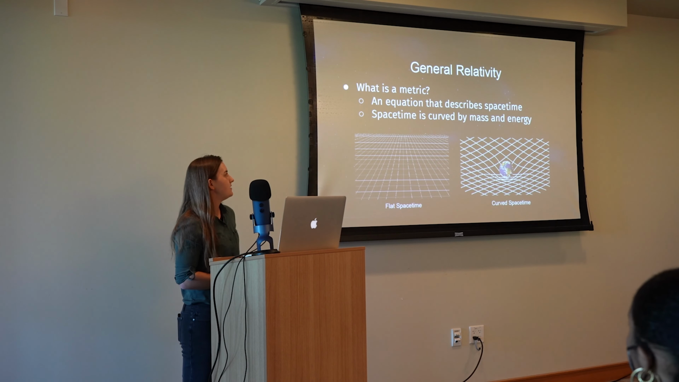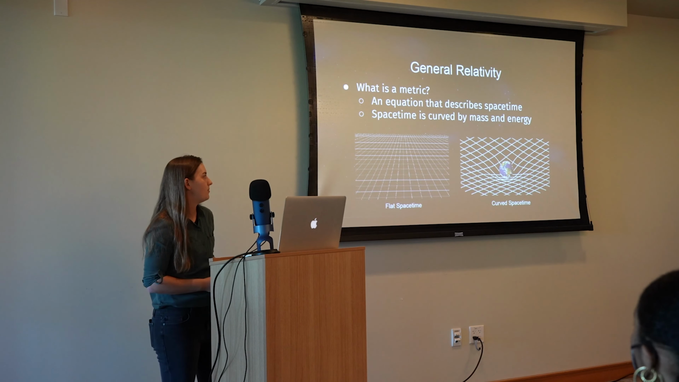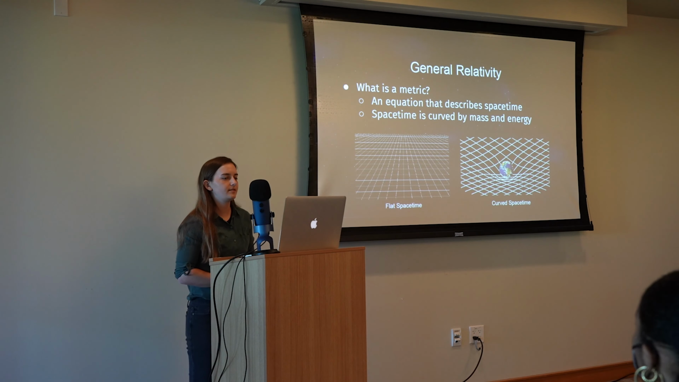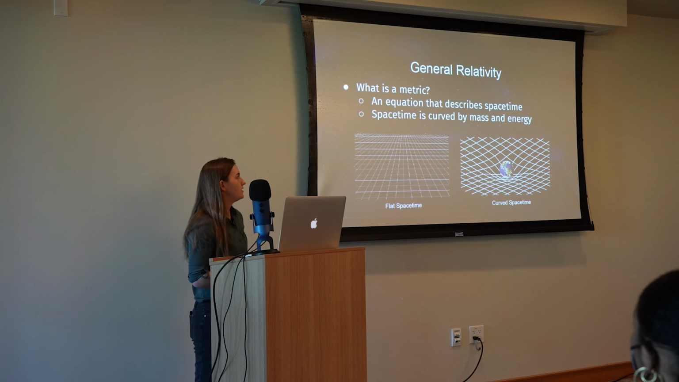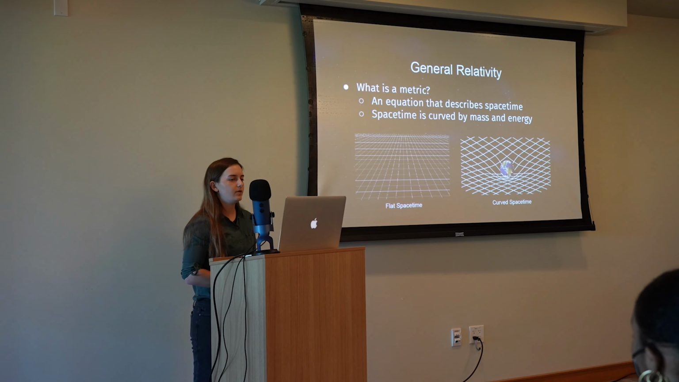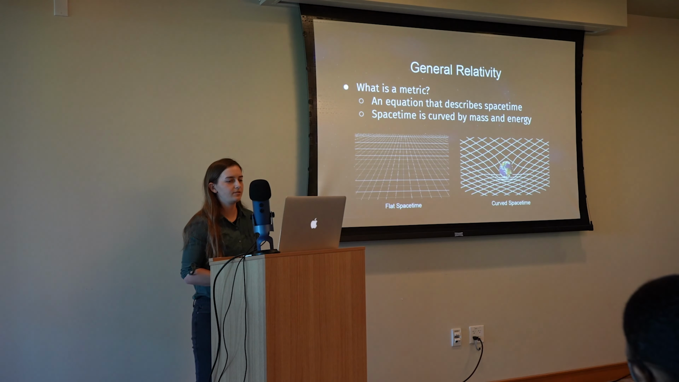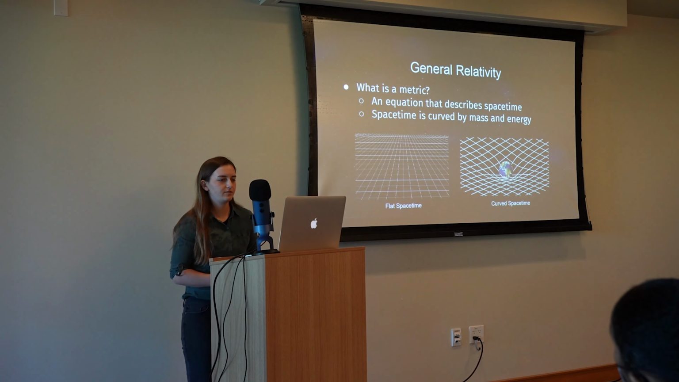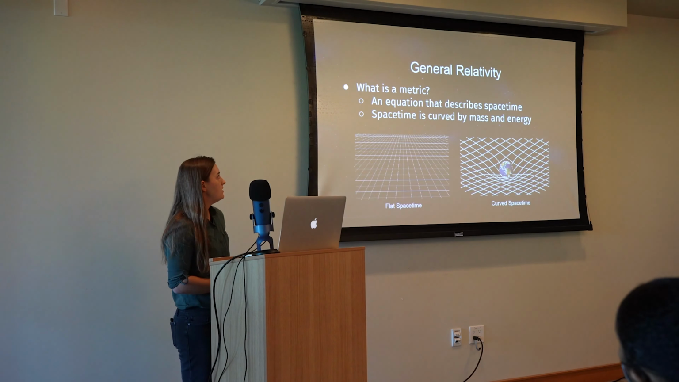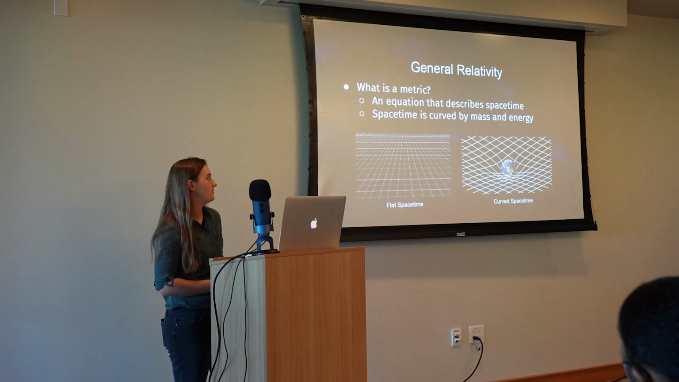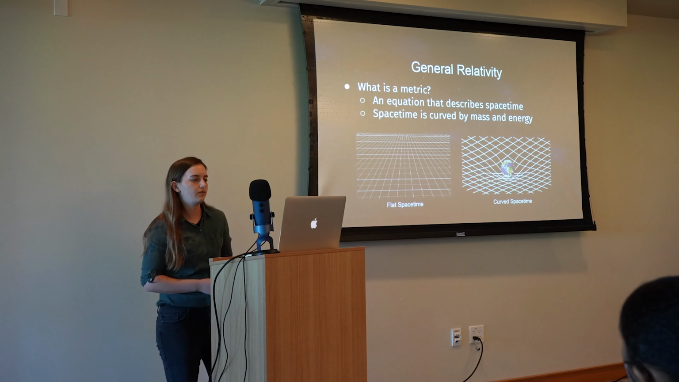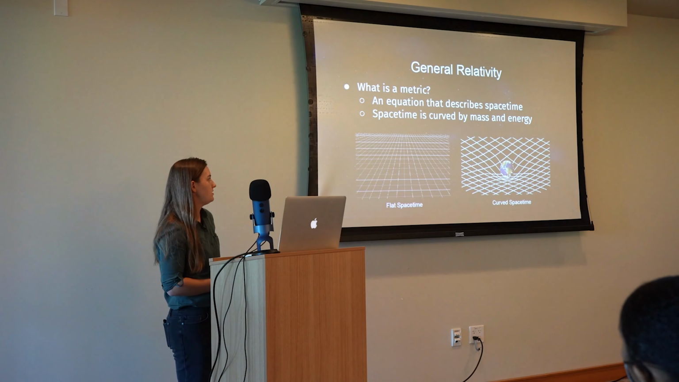General relativity is a field of study that was developed by Albert Einstein in 1916. In general relativity, or GR, a metric is an equation that describes a specific region of space-time. Space-time is often called the fabric of the universe, and it can be curved by mass or energy.